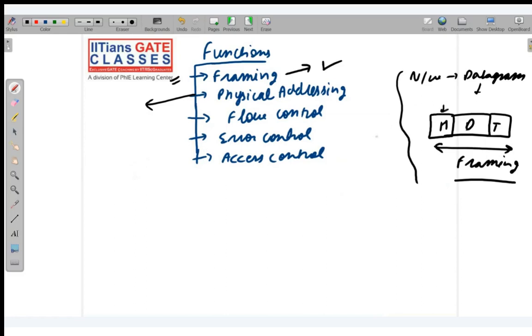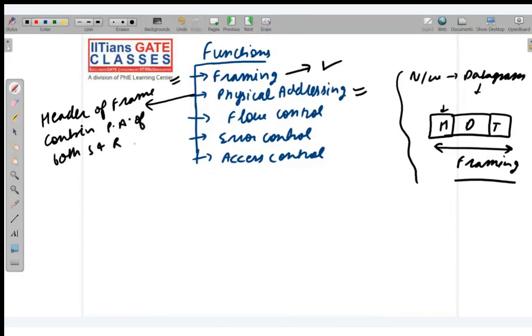You can ask me what the header contains. The header contains the physical address of both sender as well as receiver. Physical addressing means the header contains the physical address of both sender as well as receiver. You can note this down, and I'm writing it also because it is an important point: the header of a frame contains the physical address of both sender and receiver.